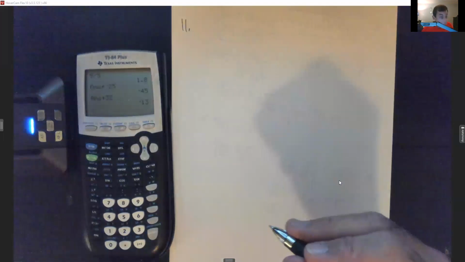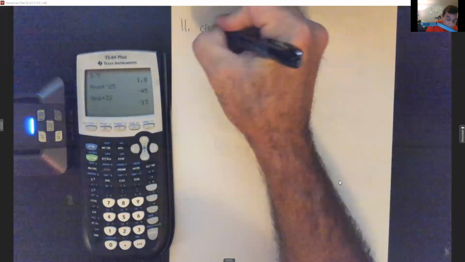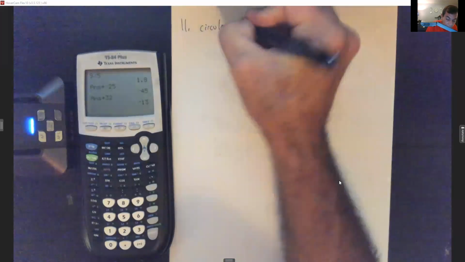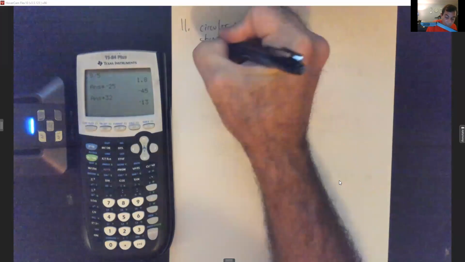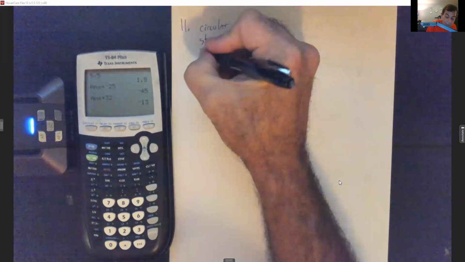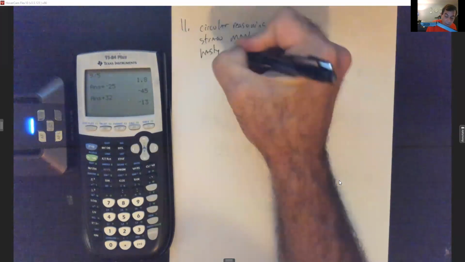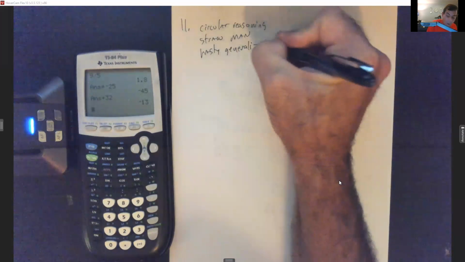All right, identify the fallacy. So they're giving me circular reasoning, straw man, hasty generalization, and false cause.